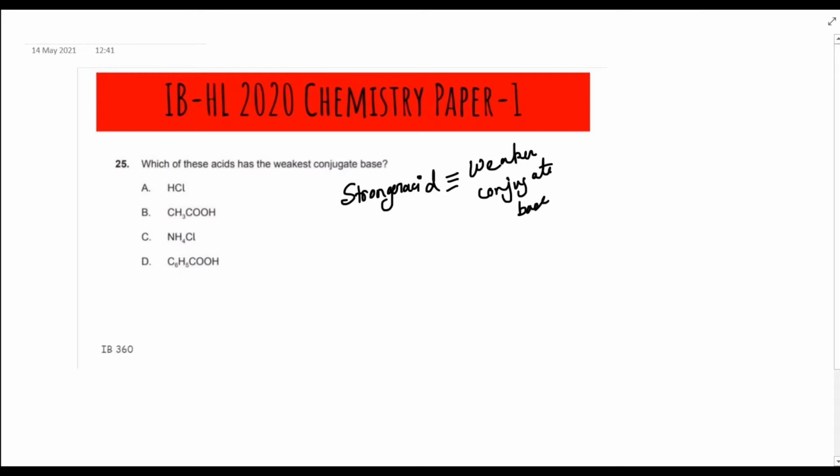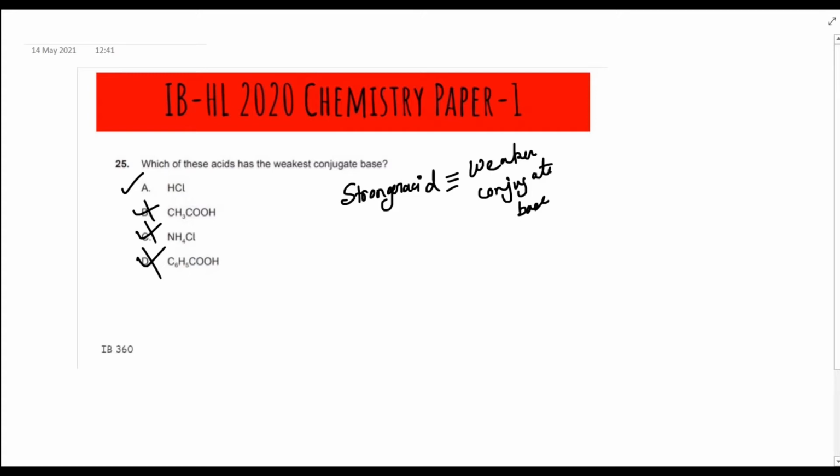Now, to answer this question, we need to find out which one is the strongest acid among all these four options. Now, HCl I know is a very strong acid. Now, ethanoic acid, not a really strong acid. Okay, so I mean it's not as strong as HCl. NH4Cl again is a weak acid. Last one is benzoic acid. It is also a weak acid. So HCl is the strongest acid among all the four options.